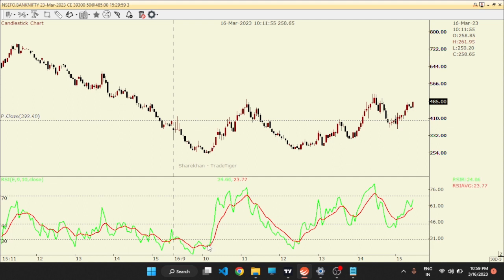After that, at 10:11, it gives another entry. Here you can see the candle closing price is 258, and it made a good move, with a high of almost 498. But we don't know whether it's going to move to that extent or not, so we have to stick to one proper target and SL.